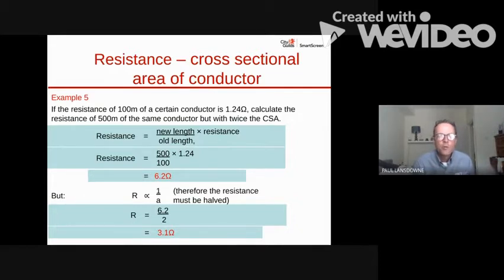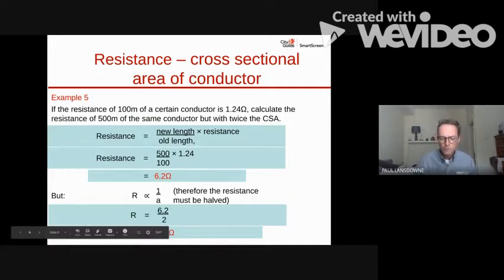So first of all, we do our first calculation, which we did before. We've times it by 5. Literally, we've gone 5 times the length, and we've worked out that we've got 6.2 ohms. So if we had 500 meters of one cable, we get 6.2 ohms. But what we're saying is we've made the cable twice as thick. And as we've gone twice as thick, we divide it by 2. So we actually end up with a resistance of 3.1 ohms.